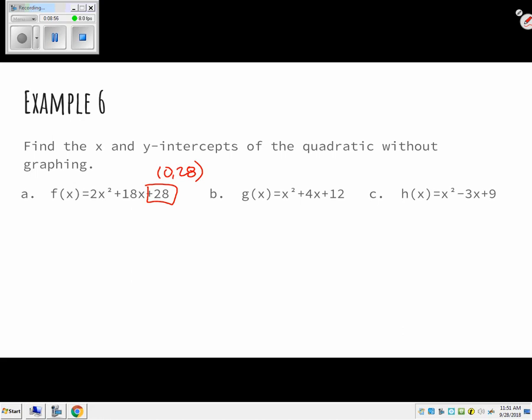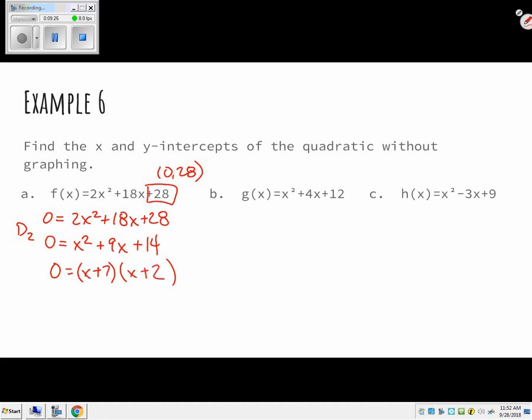To find my x-intercept, what I'm going to do is plug 0 in for my y on my f of x and just solve. I can factor a 2 out, or you can think I can divide everything by 2. Either way is fine because I have an equation on this and I'm just dividing by a constant. So now all I have to do is think of 2 factors of 14 that add up to give me 9. That would be 7 and 2.